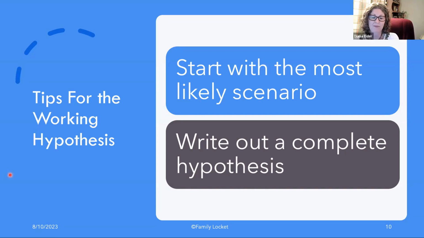Now, the working hypothesis. This sometimes trips people up quite a bit because they'll think, I don't know anything. That's why I'm doing this project. I don't have a hypothesis. But really, we all have a gut feeling about what happened. And we start with the most likely scenario. Our ancestors were just kind of boring. They just did the usual thing. I mean, we all have the really unusual ancestors, but we want to start with just the usual. What do you think probably happened?